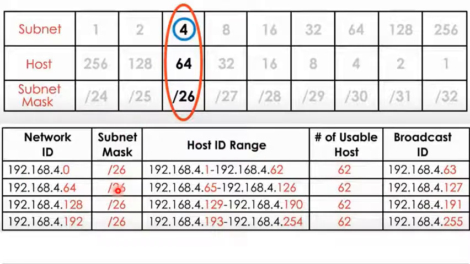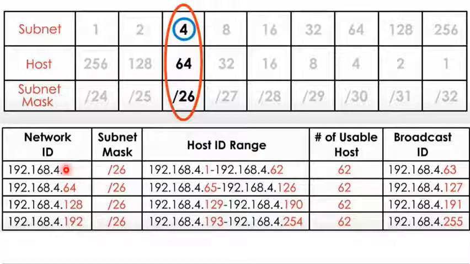Okay, what about the subnet mask? The subnet mask is /26, so this is also completed. And the number of usable hosts? How many usable hosts? Already we have 64 hosts, but as I told you already, 1 address is allocated for the network ID and another 1 for the broadcast ID. So you have to subtract 2 from the host count: 64 minus 2 is 62. So the number of usable hosts is 62.